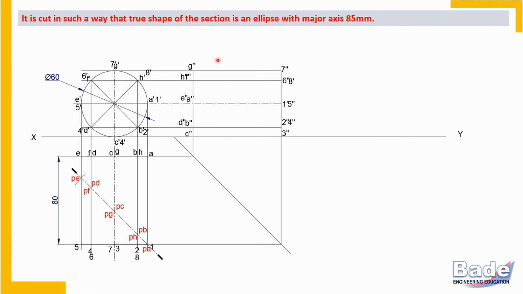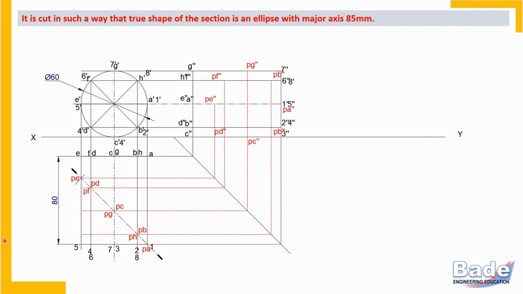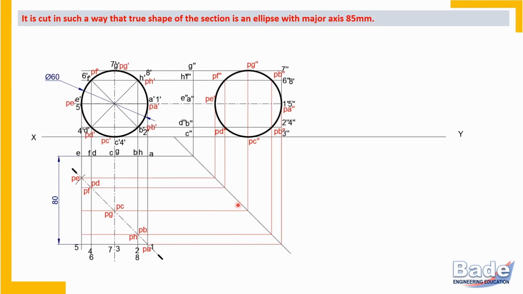Now transfer these points in the side view on respective generators and also in the front view. As usual, PA is on generator A1, at the same point A1. PB is on generator B2 and PH is on generator H8. And this is how all these 8 points you will get on the circle here in the front view. Let's proceed. So this is how I have transferred all the points in the side view on respective generators. I have transferred these points in the front view also.